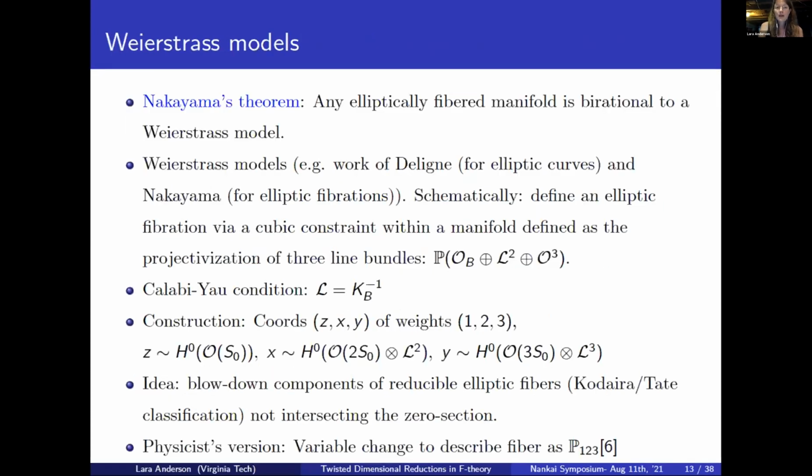So first, let me specify why we're interested in so-called Weierstrass models, particularly for F theory. Nakayama's theorem says that any Calabi-Yau fibered geometry with section, i.e. an elliptically fibered manifold, is in fact birational to a so-called Weierstrass model. The description of these is based on the work of Deligne for elliptic curves and generalized by Nakayama to elliptic fibrations. Schematically, the idea is that you can define an elliptic fibration via a cubic constraint within a manifold described as the projectivization of three line bundles of said form.